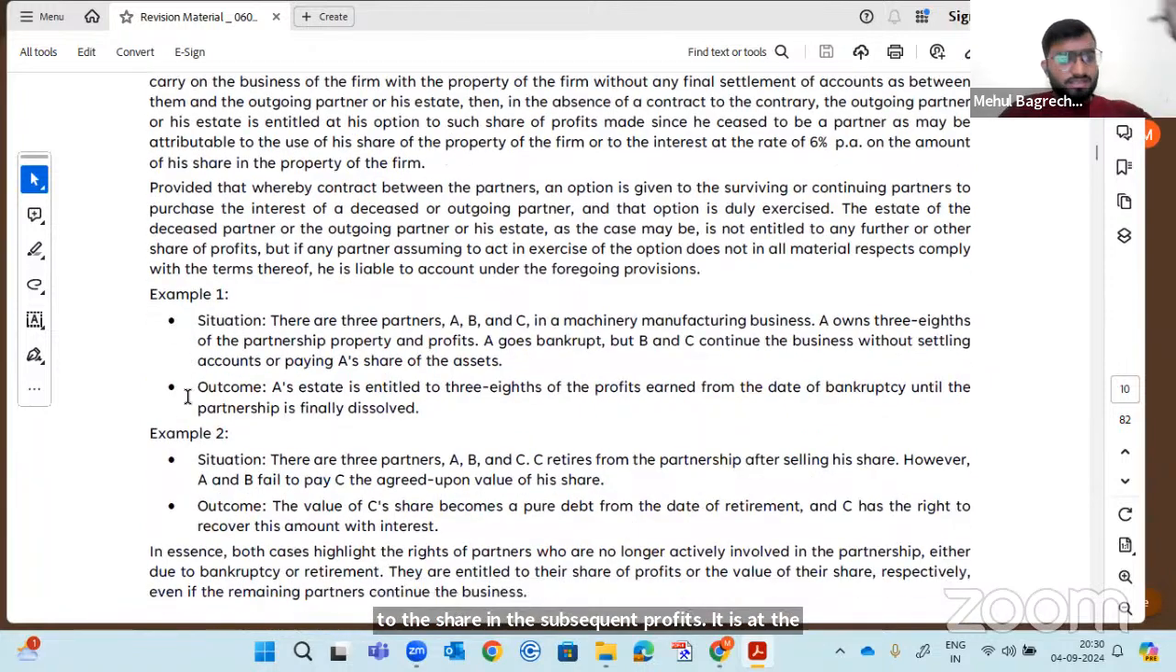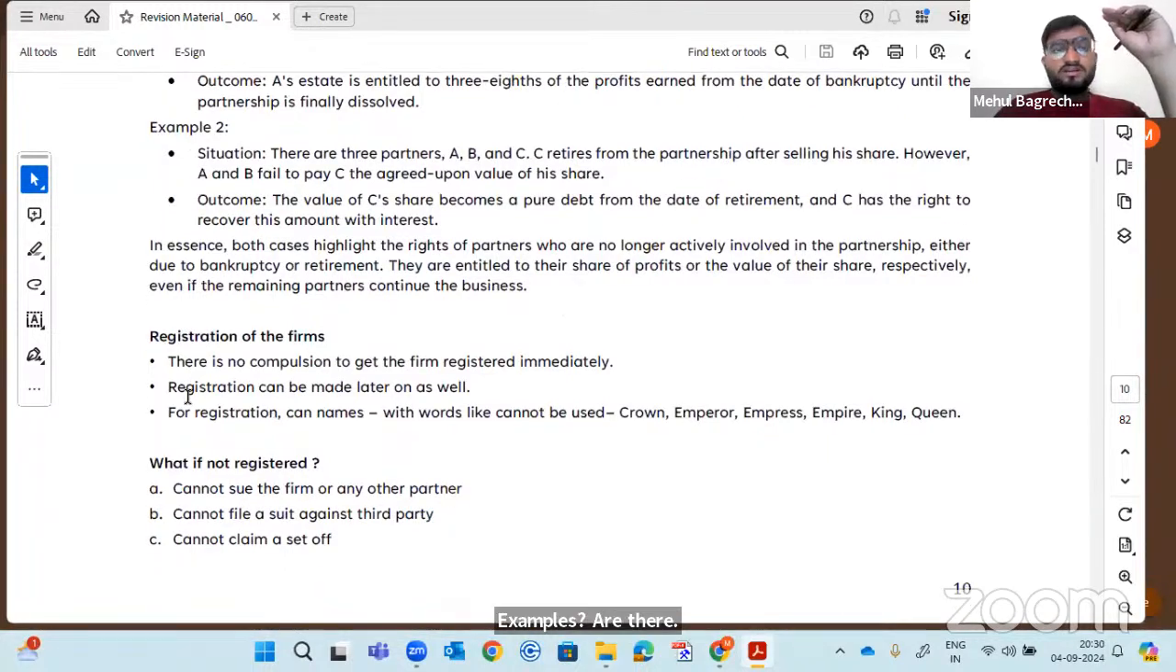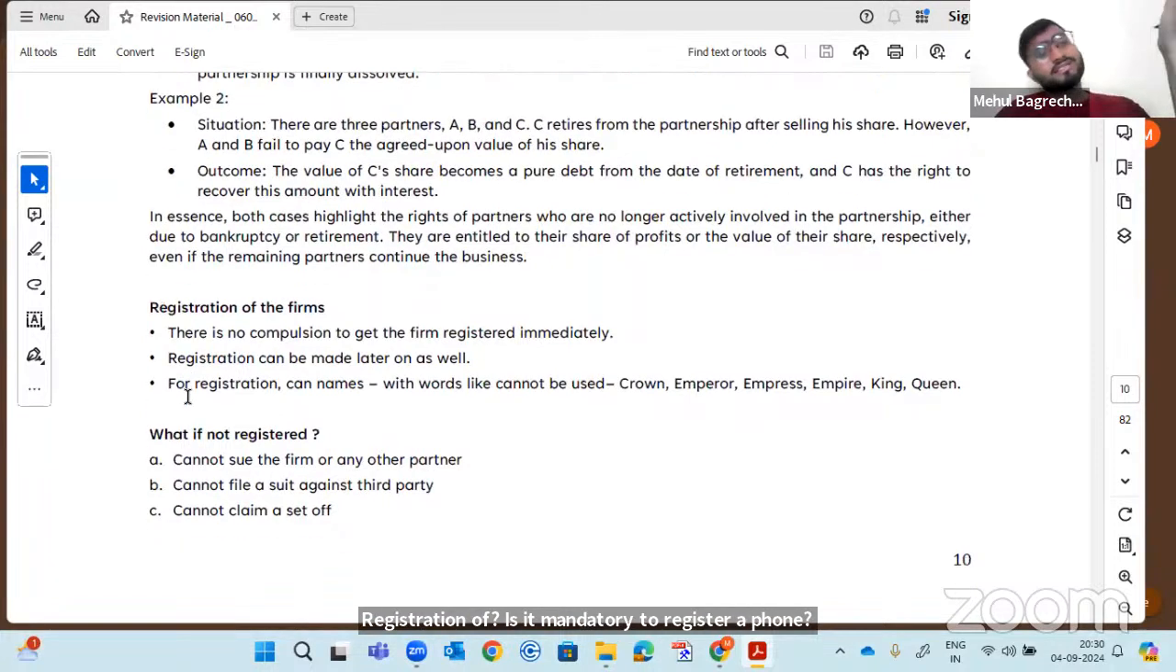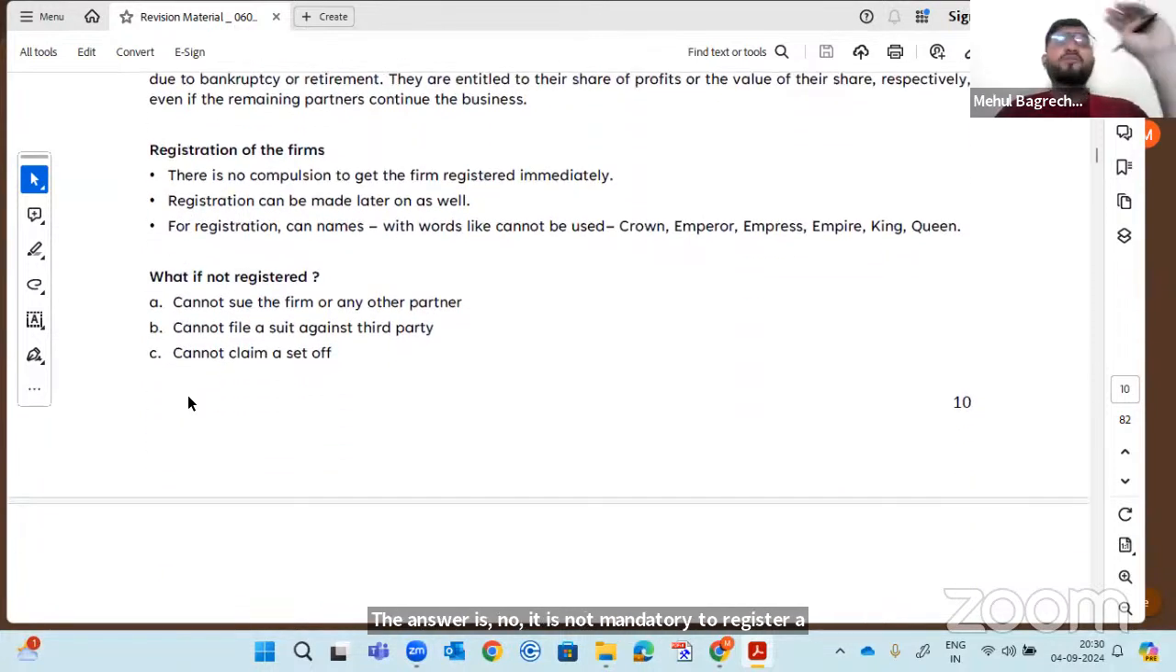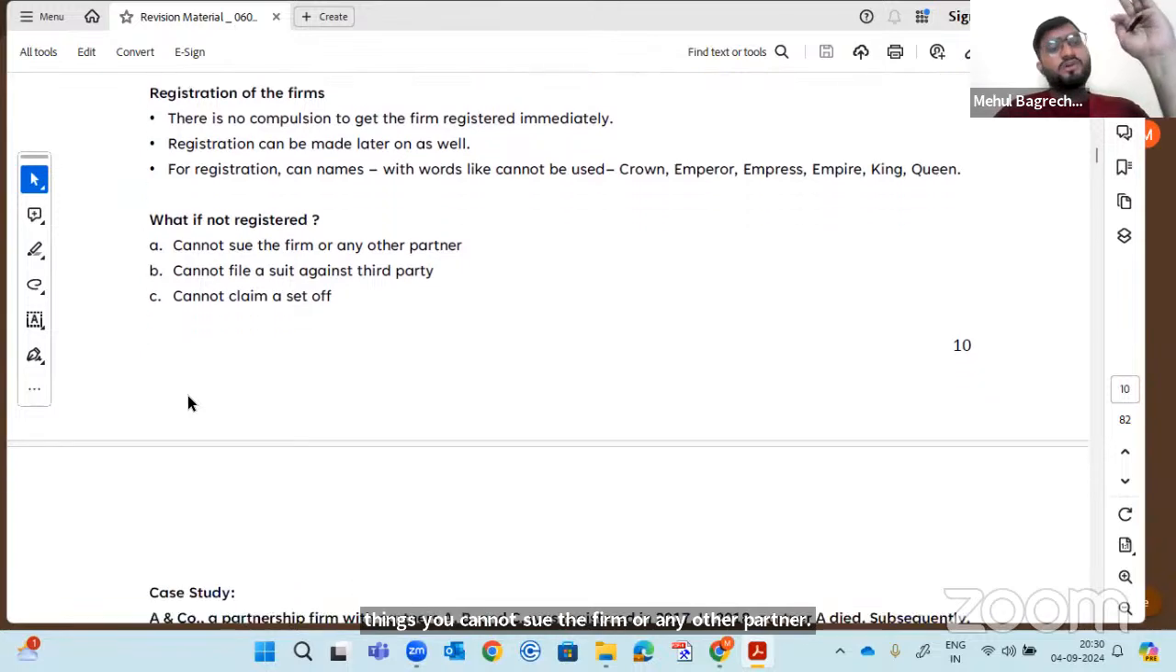Next, registration of firm. Is it mandatory to register a firm? The answer is no, it is not mandatory to register a firm. Can I register it later? 100% yes. What will happen if I don't register? Three things. You cannot sue the firm or any other partner. You cannot file a case against a third party, and you cannot claim a set off.